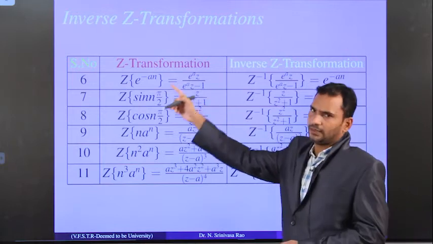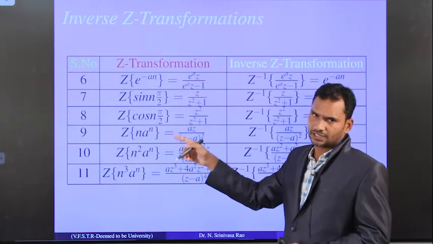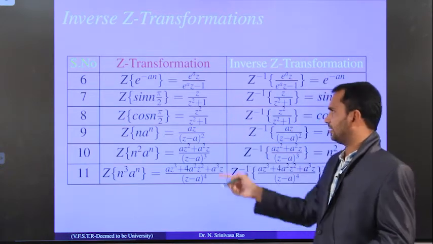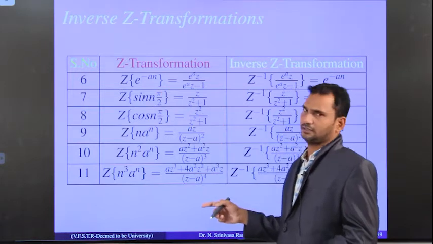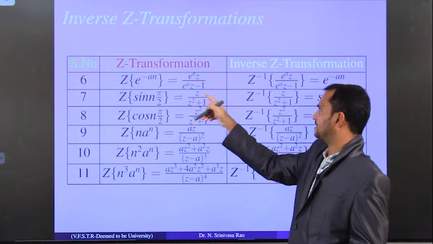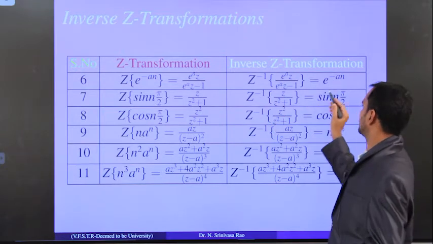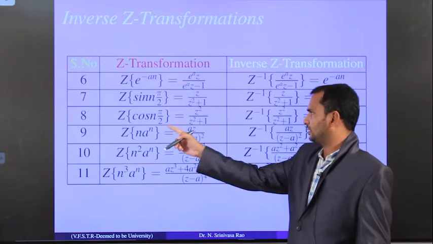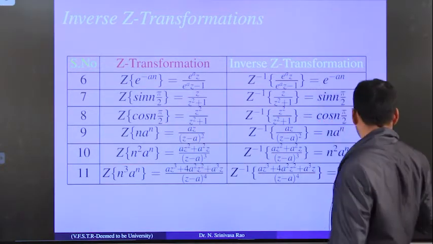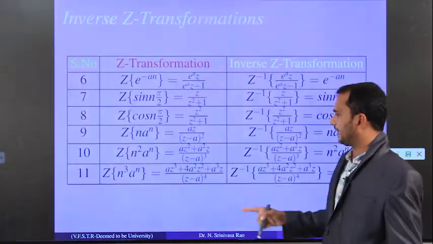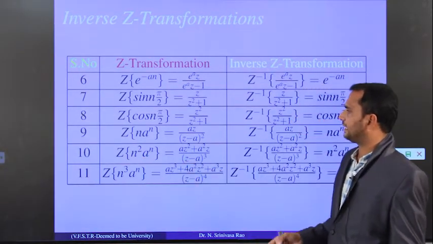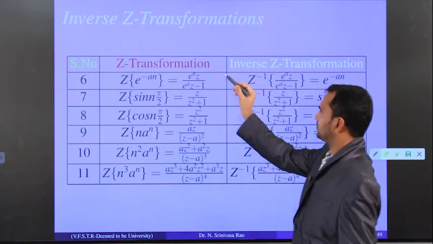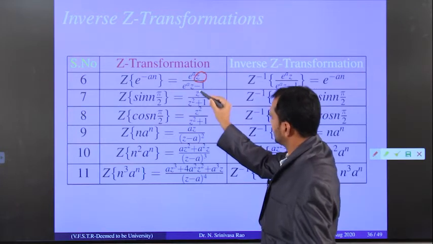Now look at the other Z transformations which I have discussed already. All of what we discussed already I have listed in the table. Z transform of e power minus an is e power a z by e power a z minus 1, and obviously Z inverse of this is e power minus an. Similarly, Z transform of sin n pi by 2, Z transform of cos n pi by 2, Z transform of n a power n, Z transform of n square a power n, and Z transform of n cube a power n. Here also you can observe that in the numerator z is common everywhere.